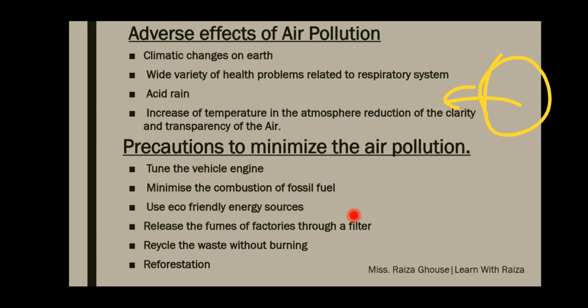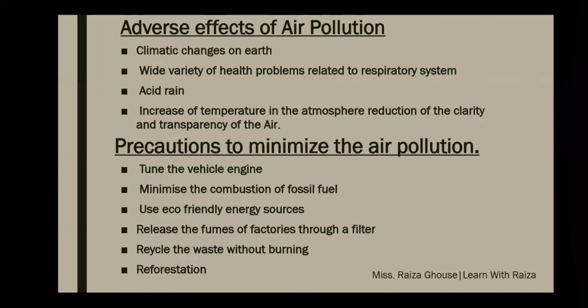There are many eco-friendly energy sources, renewable ones. Release the fumes of factories through a filter, filter the gas and then send it. Then it won't damage our air, our atmosphere. Recycle the waste without burning. The things that you can recycle, please reuse them. Don't burn them. That will increase the burning of waste materials. And reforestation. Don't destroy the forest. Do reforestation. Plant more plants. You have to grow more plants. Then only we can receive more oxygen. Right? So these are the possible ways that you can minimize the air pollution to stop the adverse effects of the air. So those things you have to remember.